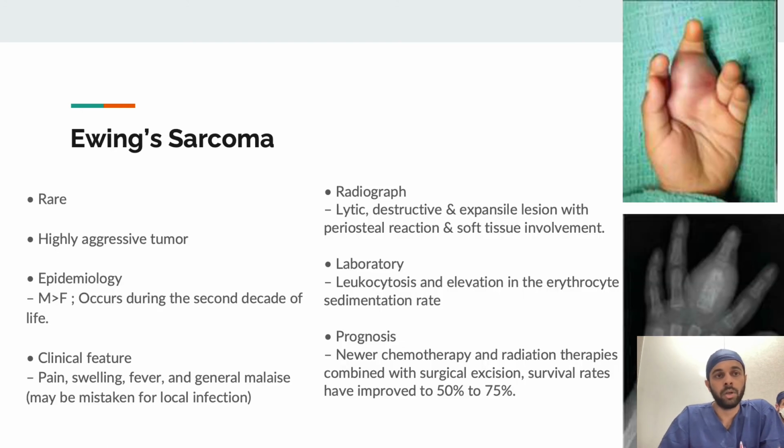And the last one was Ewing sarcoma. They are highly aggressive tumors, although rare, occurring in the second decade of life. They may be mistaken for a local infection because they have swelling, fever, and generalized malaise. The X-ray clearly shows a lytic, destructive, expansile lesion with periosteal reaction and soft tissue involvement. And neoadjuvant chemotherapy and radiation therapy combined with surgical excision have very good survival rates.